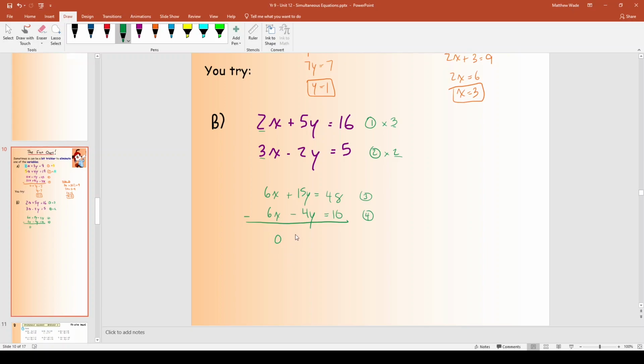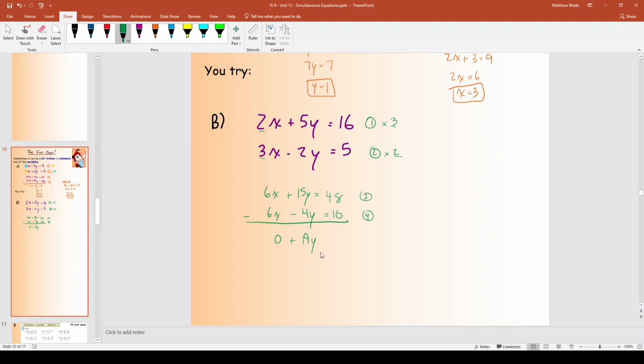Now check this one out. This is where you could have made a mistake. That's why I said it's a tricky one. You ready? 15y, take negative 4y. Take negative is the same as plus. 15y plus 4y is 19y.